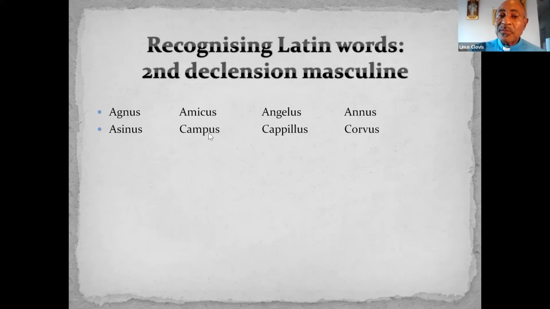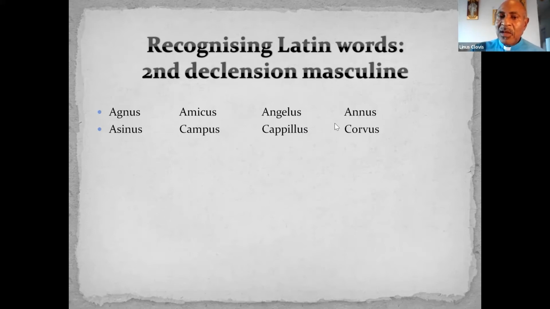Campus. Well, if you cross off the US, you get camp, which is a field, an open place. Here we have 1, 2, 3 vowels, so we have 3 syllables. So it's capillus. Capillus. We get another well-known English word, capillary. So it's a hair. It's something as fine as a hair.